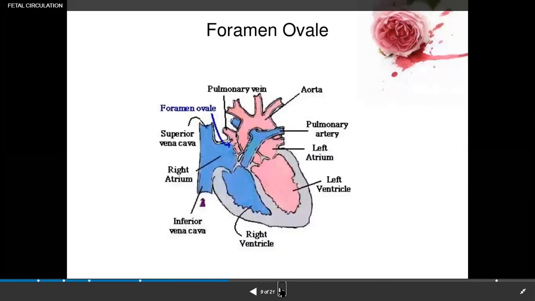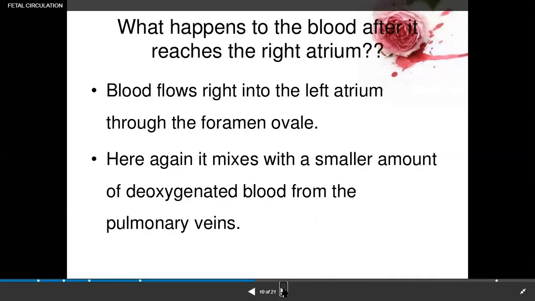And the foramen ovale. The foramen ovale is a connection between the two atria. So this one is the foramen ovale, this one is the right atrium, and here on the left side we have the left atrium. There is one connection between them, called the foramen ovale. So what happens to the blood after it reaches the right atrium?